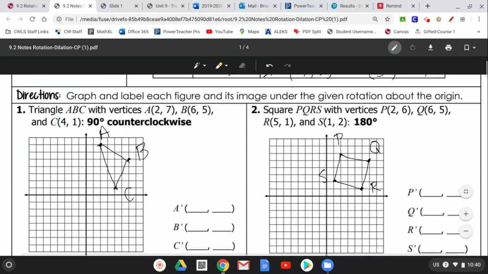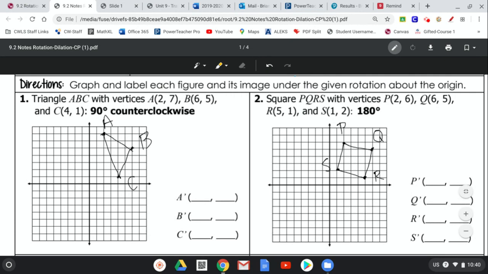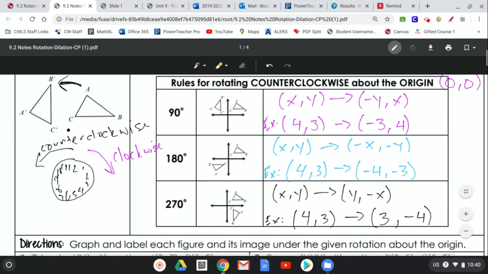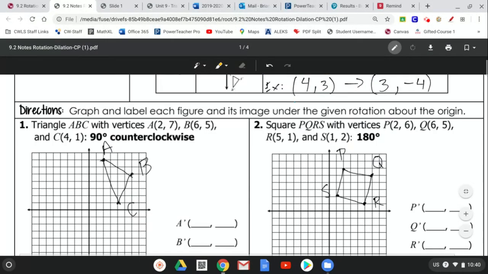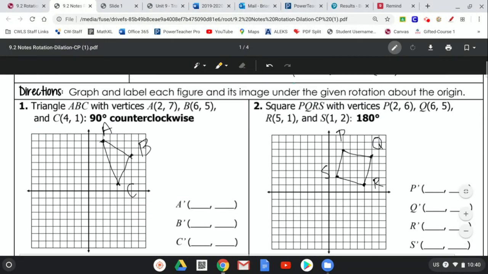So moving on to some examples here. I have the image drawn. So for these, and this is where for your assignment, you do not have to draw the figure. You can use Desmos if you want, but you don't have to. So for this one, I have it plotted. Now, it's going 90 degrees counterclockwise. Our rule is x comma y to negative y comma x. That is our rule. So I'm just going to write that down up here.